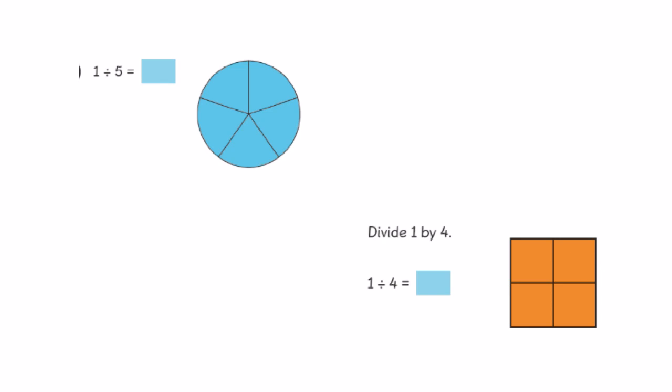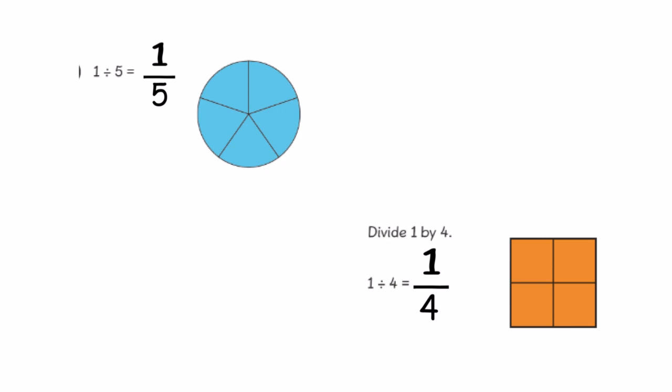How did you get on? Let's have a look at the answers together. The first question has 1 circle, and we are dividing it into 5 equal parts, and we want to know what 1 of those parts would be. The answer is 1/5. In the second question, we are dividing 1 by 4. What was your answer? It's 1/4.